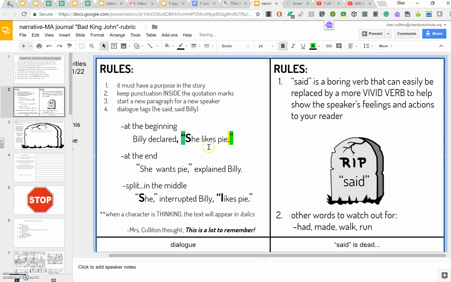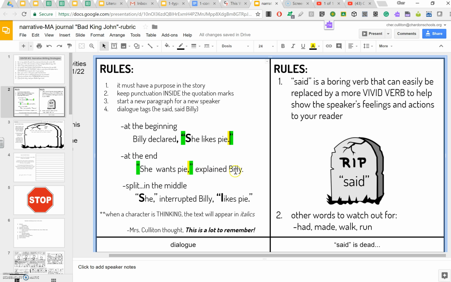Here I switch it around. Maybe I want to start with my dialogue. We call this a dialogue tag. "She likes pie," explained Billy. If it's at the end, my sentence doesn't technically end until here. So I'm going to use a comma, and it goes inside the quotation mark.